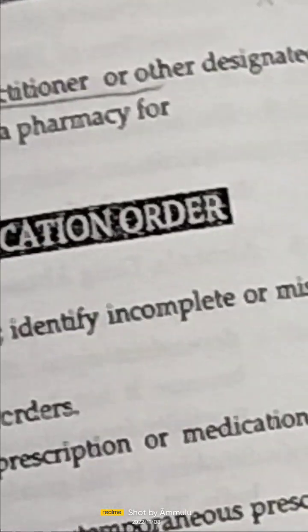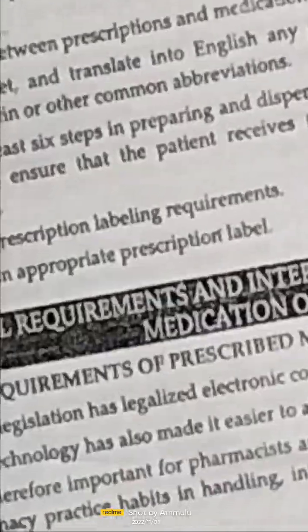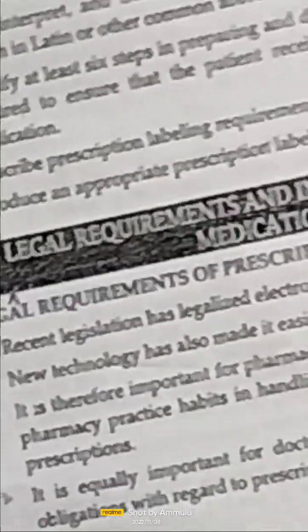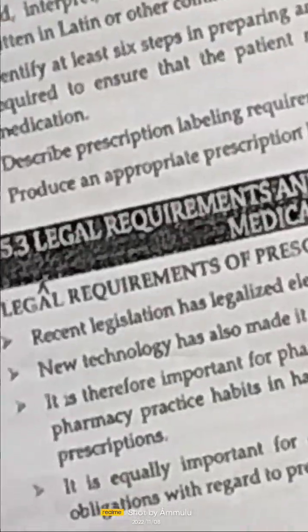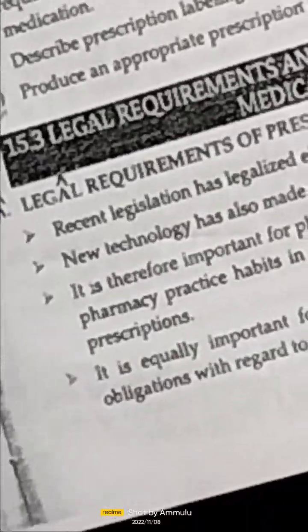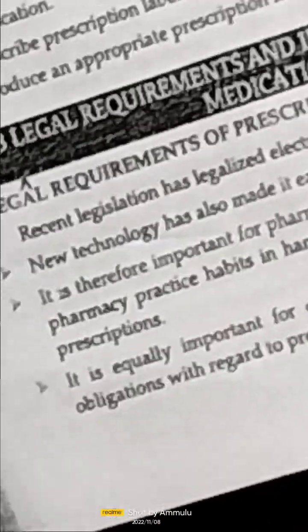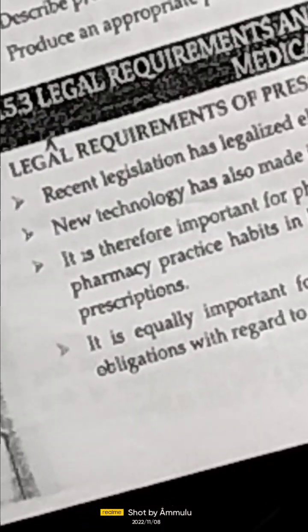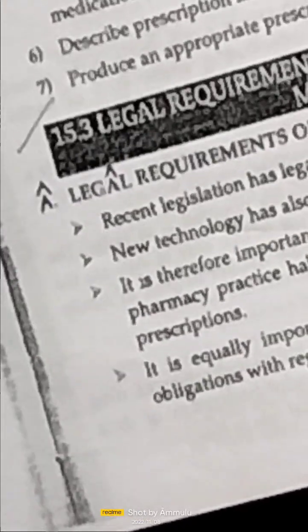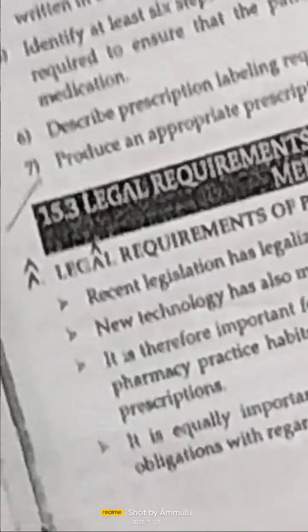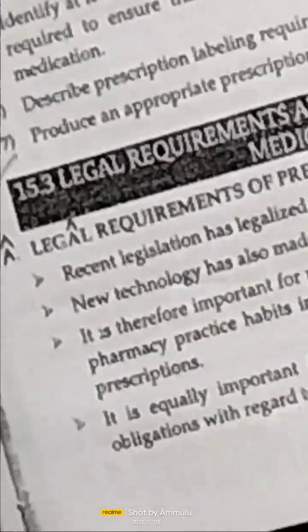Pharmacist and their assistants. Role of pharmacist and their assistants in the prescribed medication order. The pharmacist has an obligation to verify the authenticity of the prescription, and the pharmacist must retain the prescriptions for a period of time, like 5 years, 10 years, likewise, and the pharmacist must dispense according to the doctor's instructions.